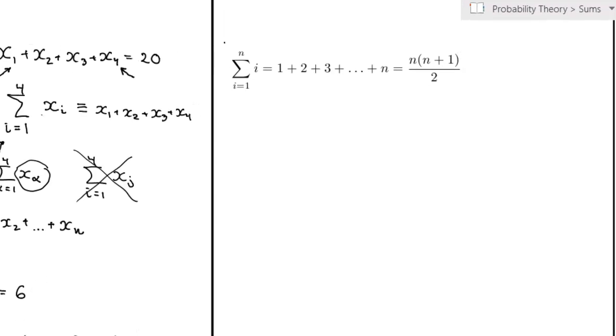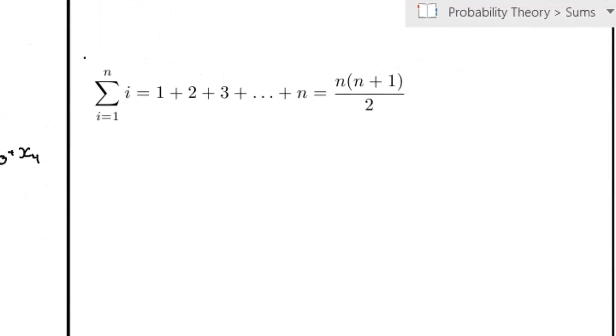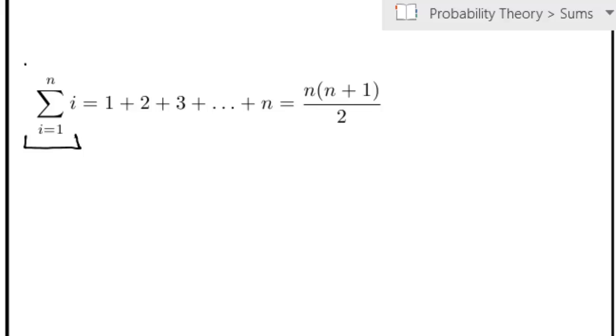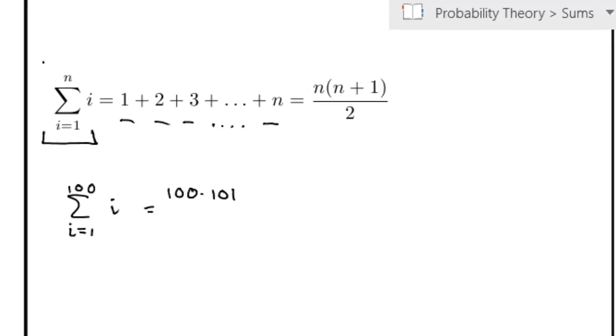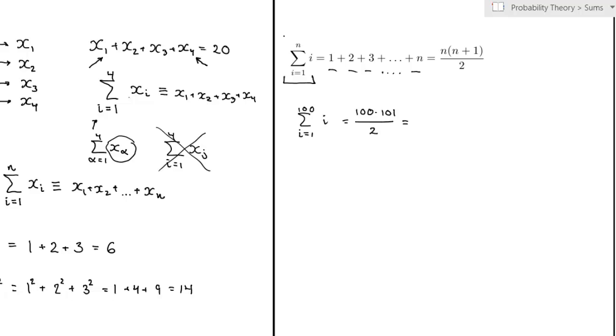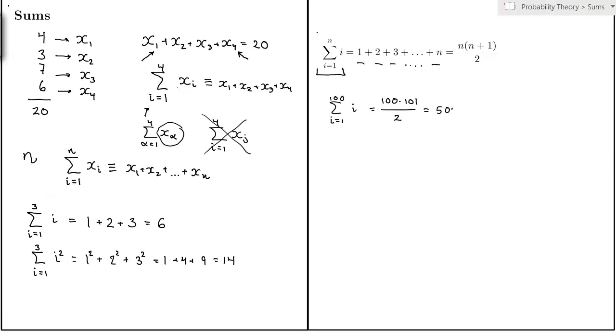A particularly important sum is this one. The sum of i from 1 to n. So that's the sum of 1, 2, 3, and so on all the way up to n, where n is an arbitrary positive integer. And the answer is n times n plus 1 divided by 2. For example, summing the first 100 integers is equal to 100 times 101 divided by 2, which is 5050.